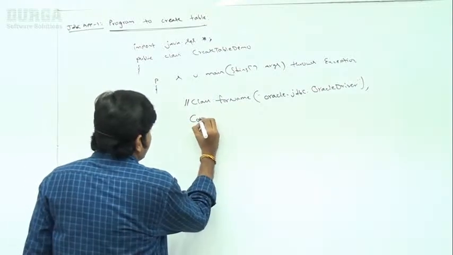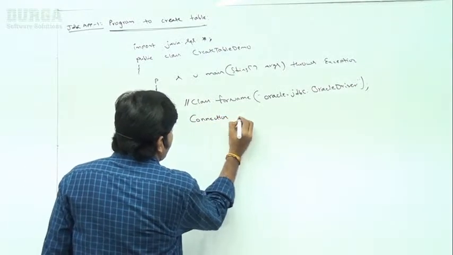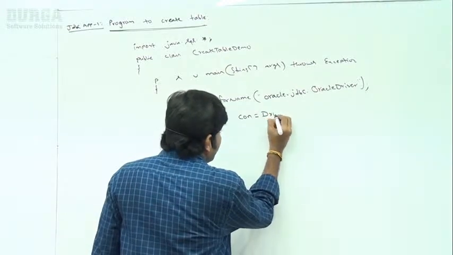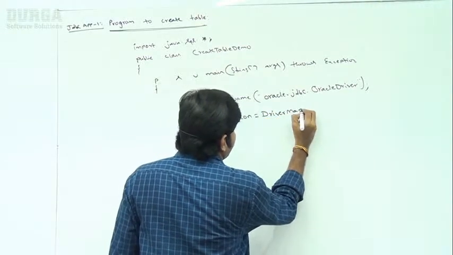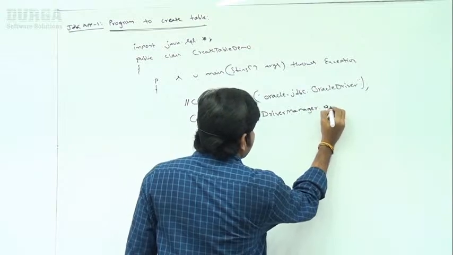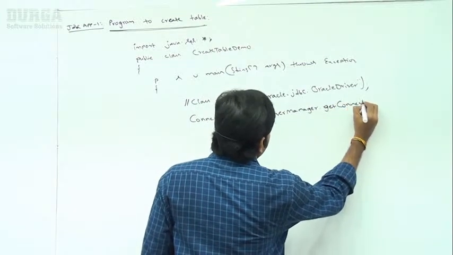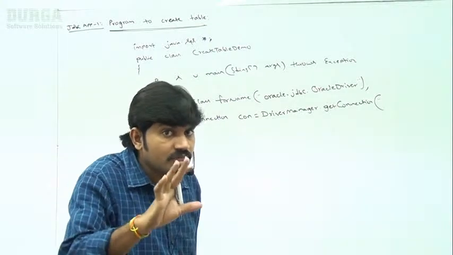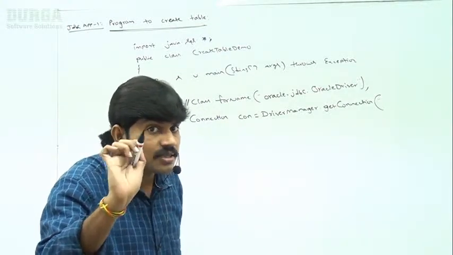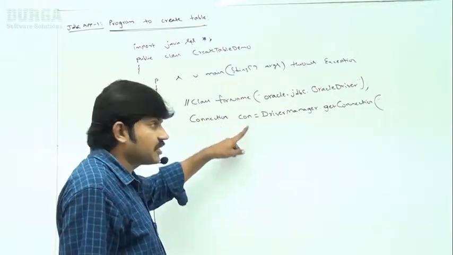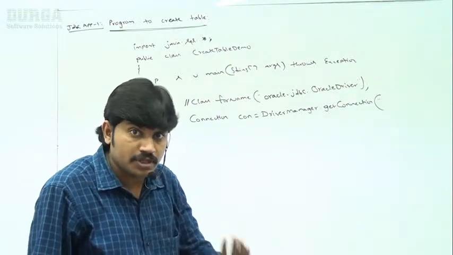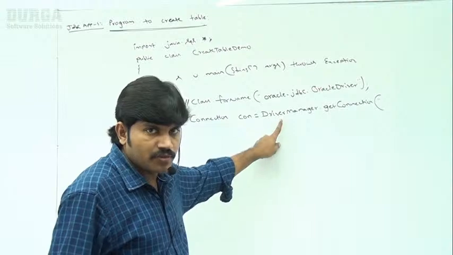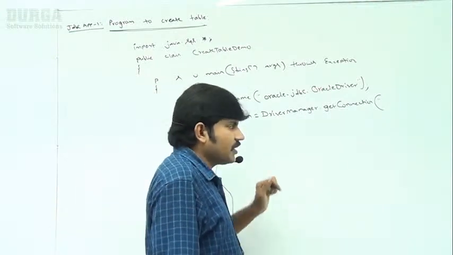Next, Connection con is equal to DriverManager.getConnection of JDBC URL, username and password. Sir, for the next programs onwards, I won't explain these things. Only for the first program I want to explain, because this is the first time we are programming. That's why. Sir, DriverManager.getConnection.